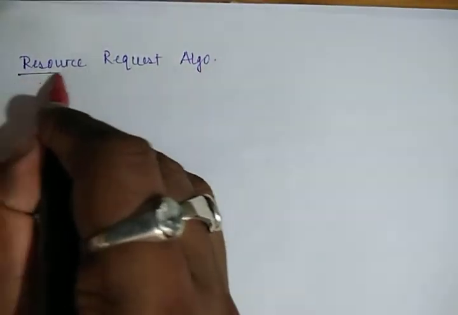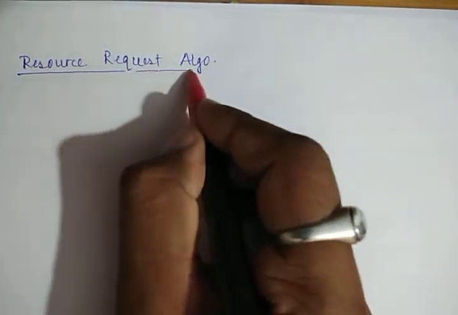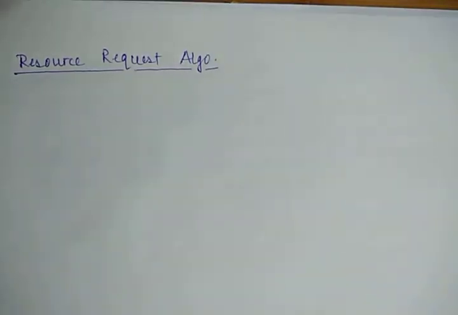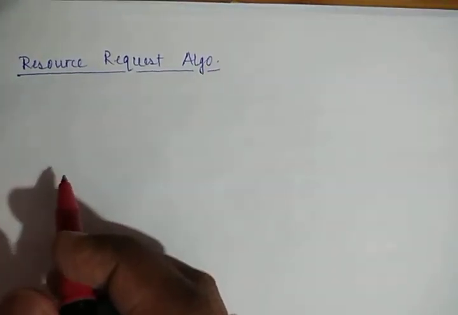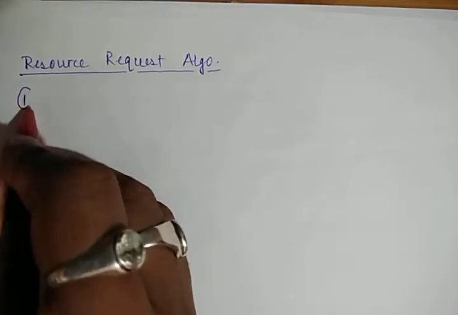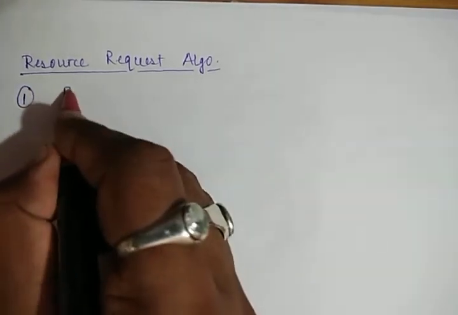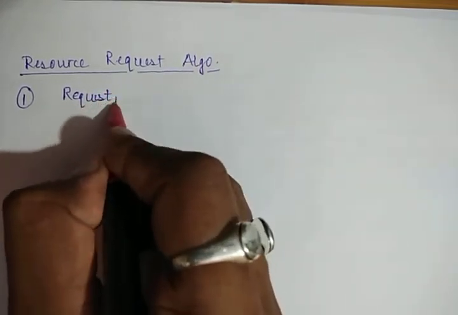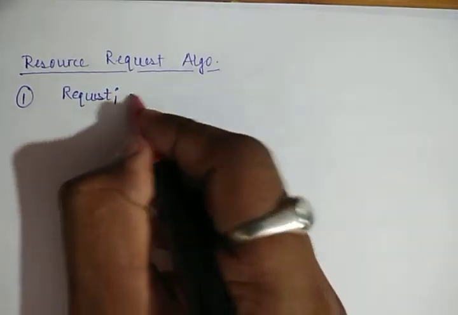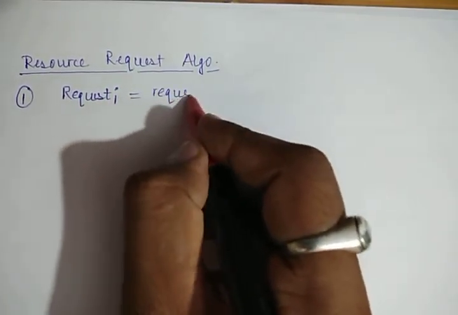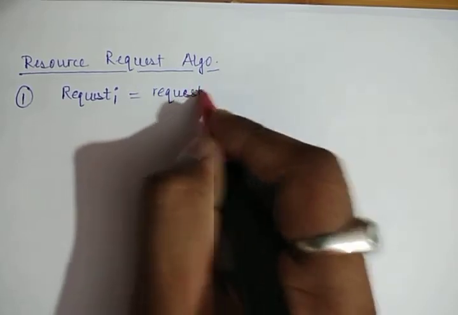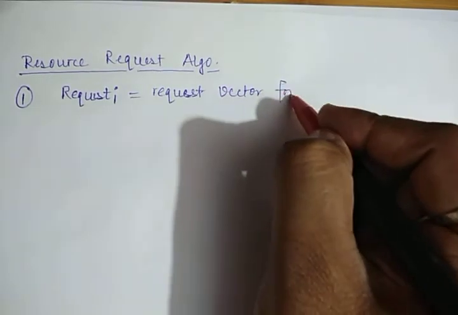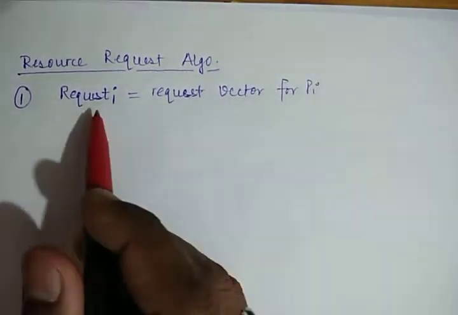In the last part we have discussed its first part, which is called the safety algorithm. So in this lecture we are going to perform its next part. Starting with the first step of the algorithm: initialize a vector named Request of i, which means the request vector for process Pi, denoted by Request i.